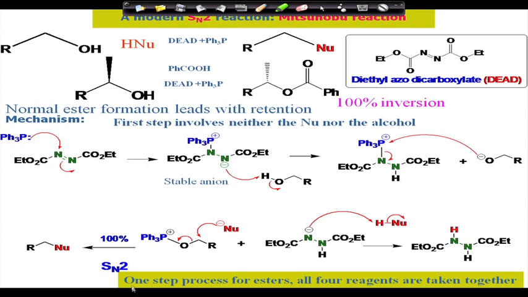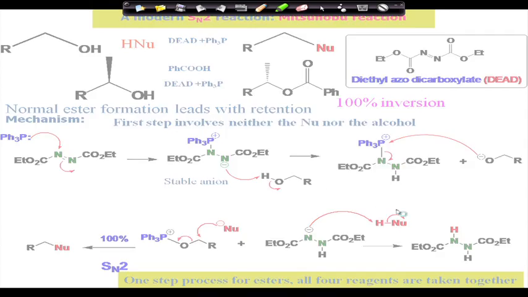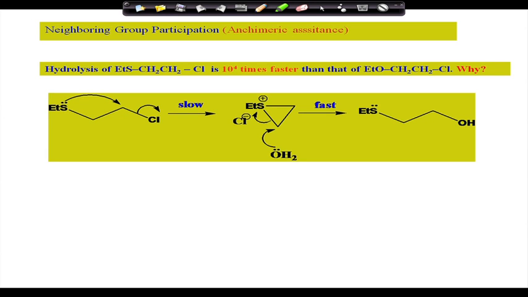Here it says one step process for ester formation. Yes, it forms the ester OCOPh. So, one step process for ester formation, and there are so many reagents acting together here, DEAD, then triphenylphosphine, and the nucleophile as well as the starting material. So, 4 compounds are reacting together, it is a high yielding reaction and you get the product.